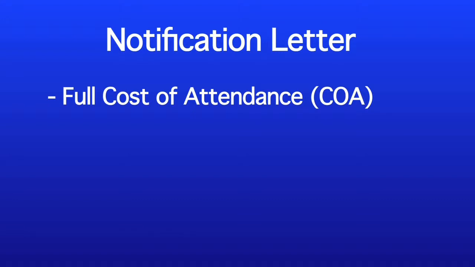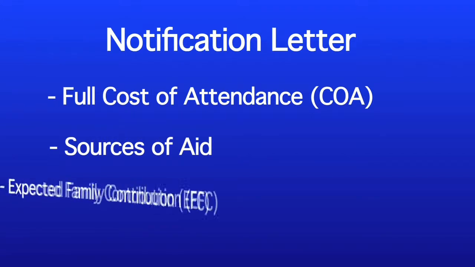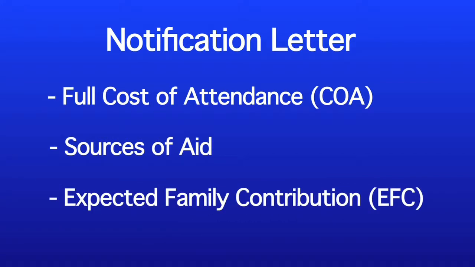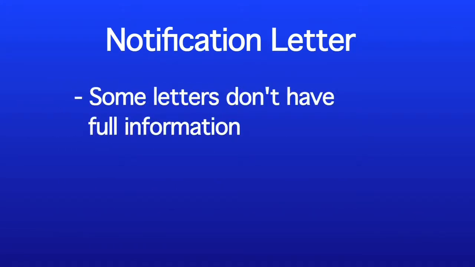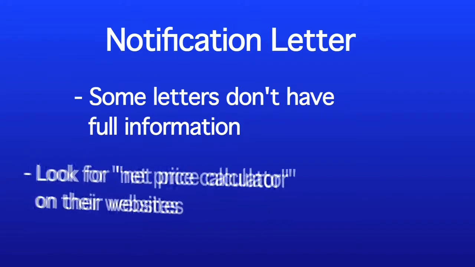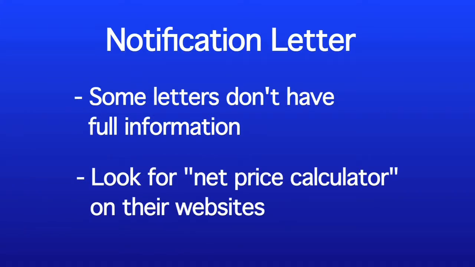Next, the letter will usually list aid from a variety of sources, such as federal grants and loans, state aid, school or institution-based scholarships and grants, and it should also list your expected family contribution, or EFC. But some letters only list tuition and fees, not the total cost of attendance, and some don't show the cost of attendance at all, so you need to be on guard. To help, this year the colleges participating in federal student aid programs have been required to have a net price calculator on their websites. This tool estimates the total cost of attendance and subtracts any aid. You'll need to enter some data on your family income, size of family, and number of children in college, but it will help you get an estimate.